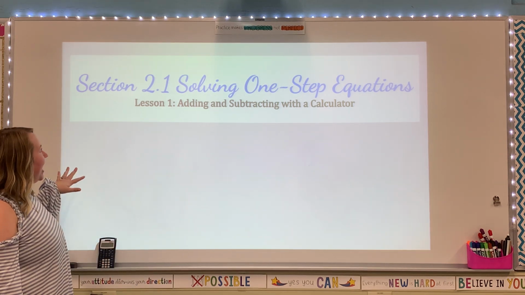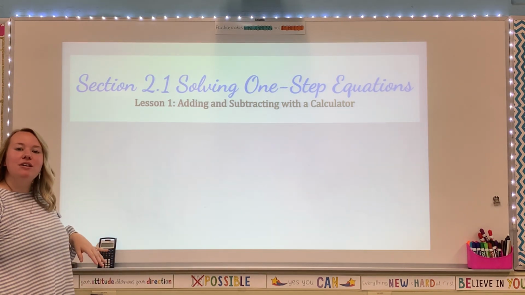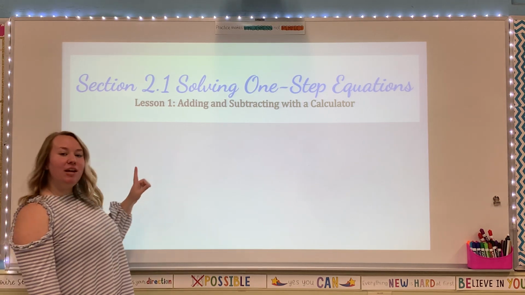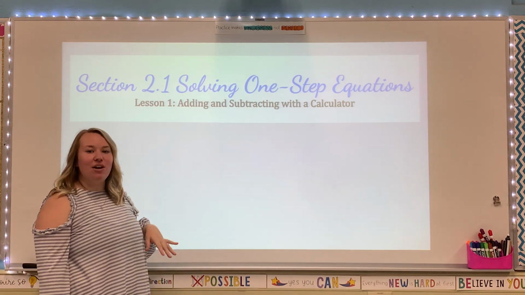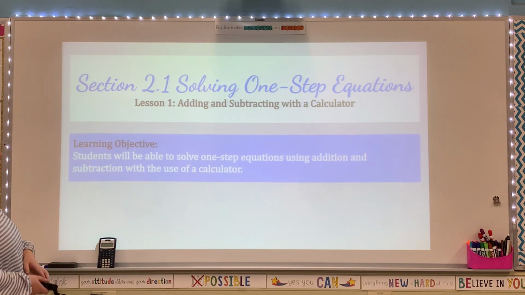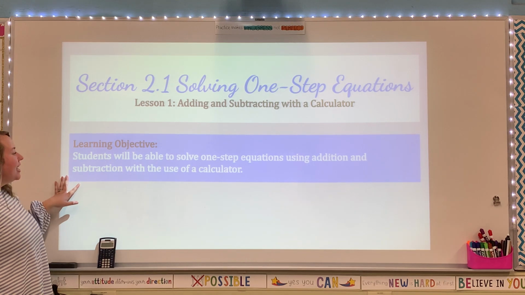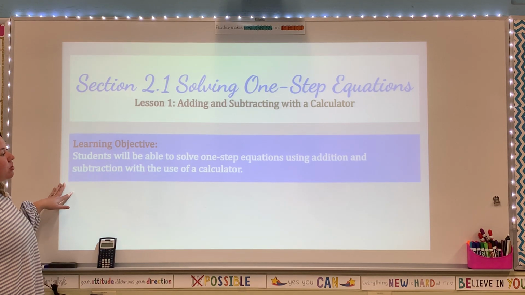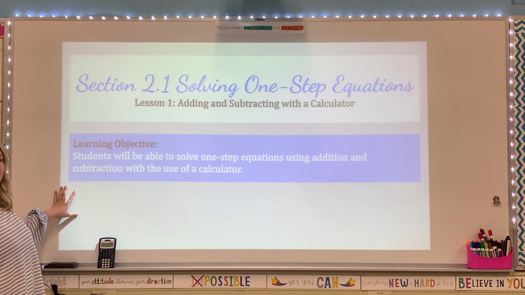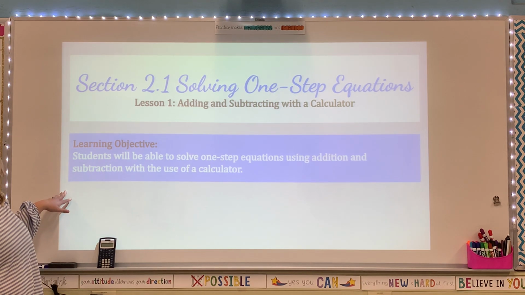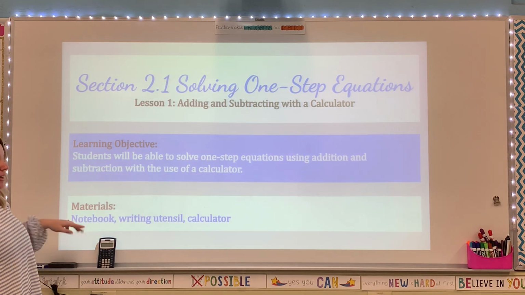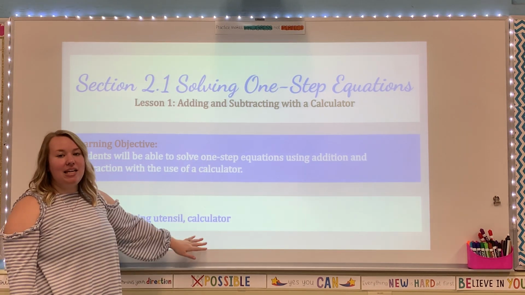Today we'll be looking at section 2.1, which is solving one-step equations, and specifically we'll be looking at adding and subtracting with a calculator. Our learning objective for the day is that students will be able to solve one-step equations using addition and subtraction with the use of a calculator. And then for materials, you will need a notebook, a writing utensil, and a calculator.